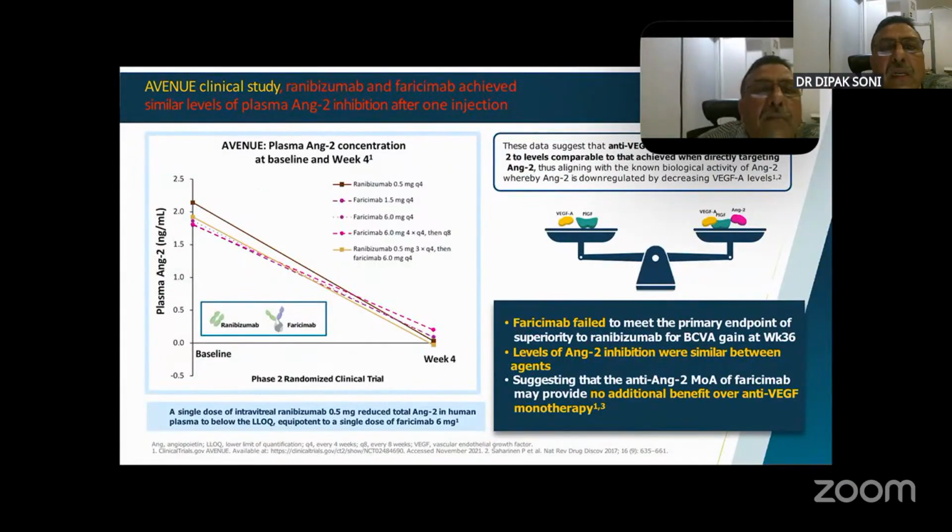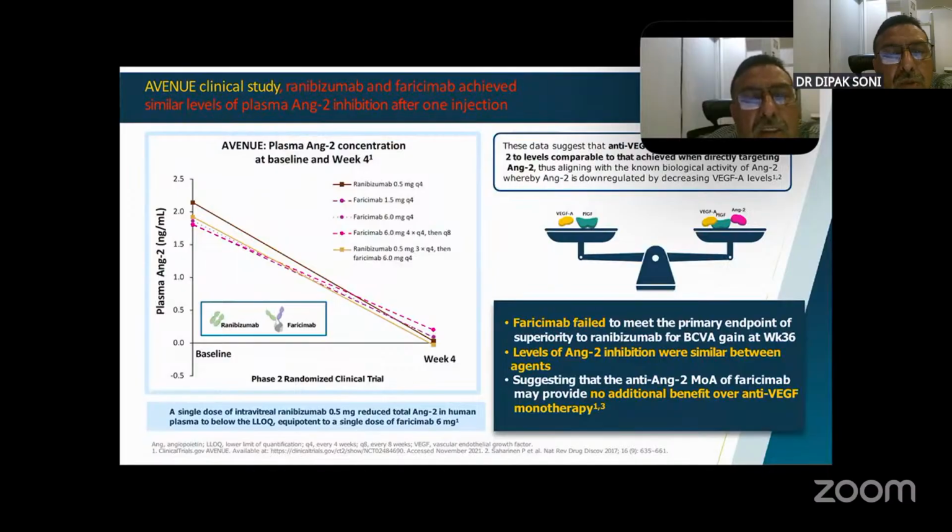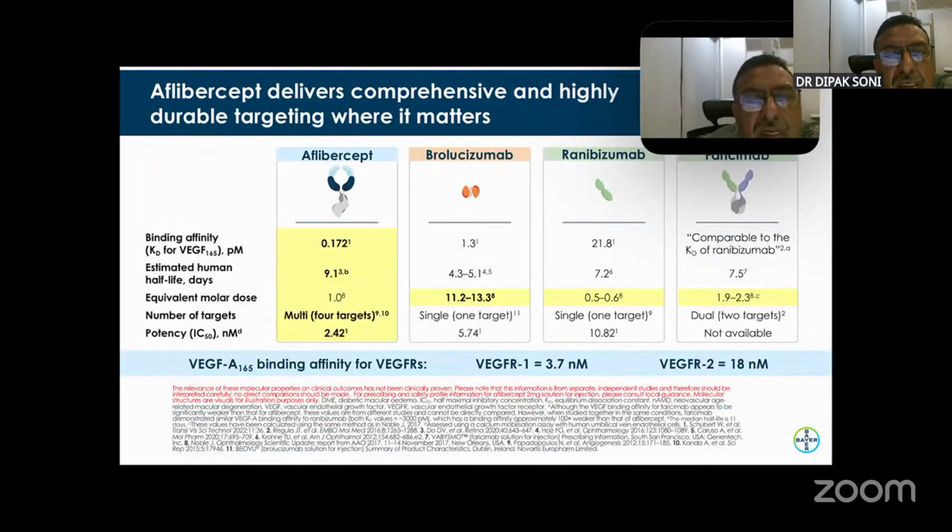So aflibercept delivers comprehensive and highly durable targeting where it matters. We conclude that the binding affinity value is very low for aflibercept, and the estimated human half-life is longer. For aflibercept, it is 9.1 days, and the equivalent molar dose is 1.0 raised to 8. The number of targets is multiple, four targets it is affecting, and potency is 2.42. The lower the potency value, the more the effect. So this is the additional pathway.